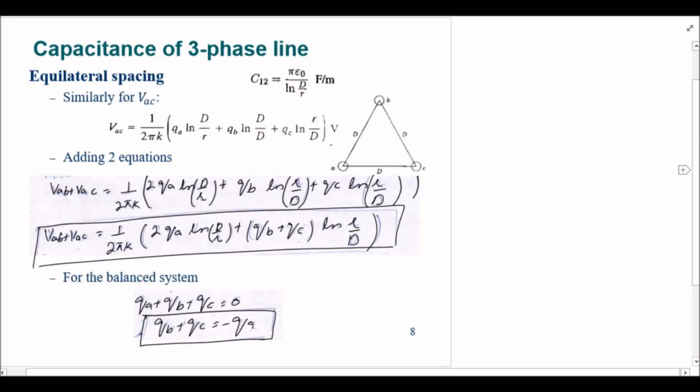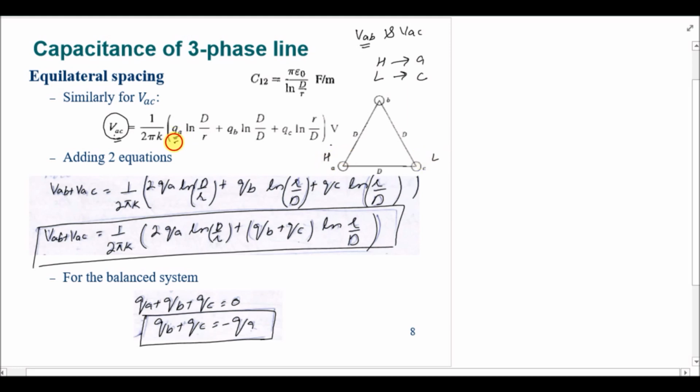Now we will have to find VAC. Once I find VAC, I will tell you why we are calculating VAB and VAC. For the VAC value we have to adopt the same procedure that we used for the VAB value. So 1 over 2 pi k QA; the high potential point is A and the low potential point is C. This is your high potential point, this is your low potential point.